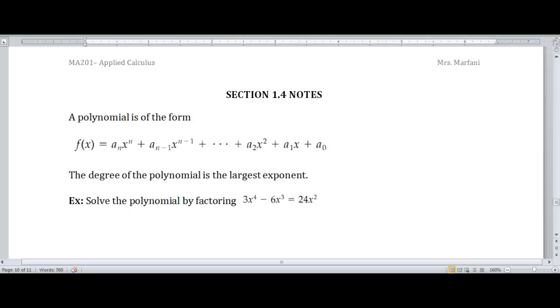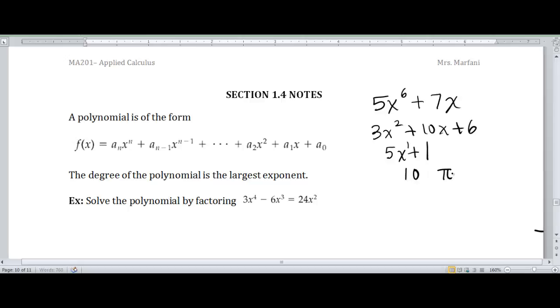Okay, so let's talk about polynomials and what polynomials are. Many of you know that a number like 5, or an expression like 5x to the 6 plus 7x, is a polynomial, right? We call this a sixth degree polynomial. If I have 3x squared plus 10x plus, say, 6, that's also a polynomial, a quadratic. But if I have, let's say, 5x plus 1, y equals mx plus b, this is the equation of a line. That is also a polynomial, a first degree polynomial. And a number like 10 or a number like pi, those are also polynomials.